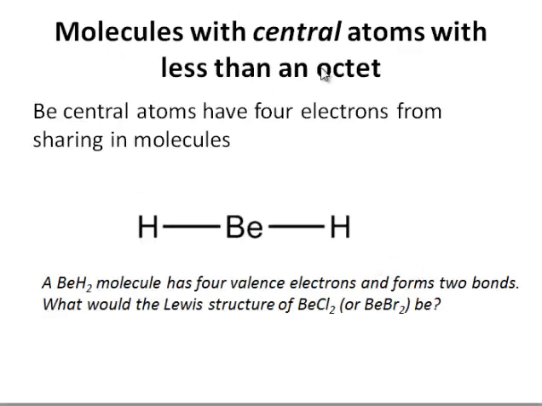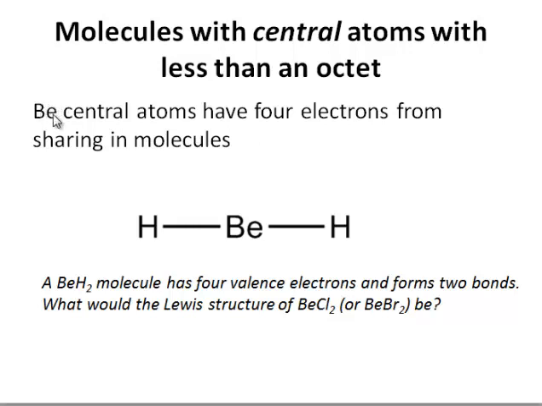Molecules with central atoms with less than an octet. First case to look at is the case where beryllium is the central atom. Now, if you look on the periodic table, beryllium is in the alkaline earth metals column, so it seems odd that it would be forming a molecule at all. It should form ionic compounds, or it would be a cation.